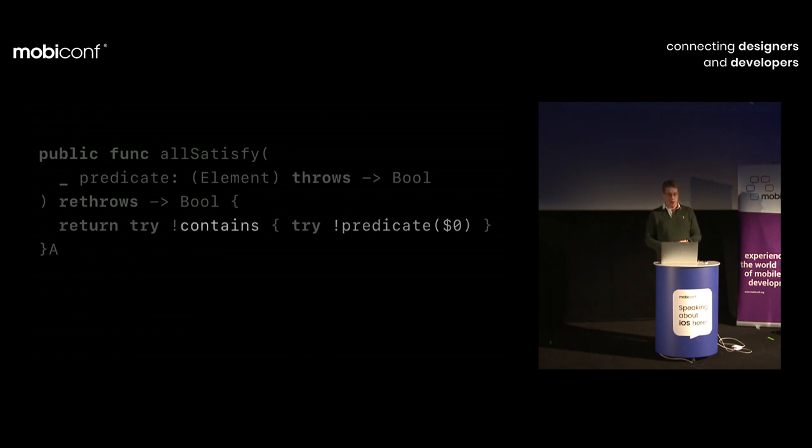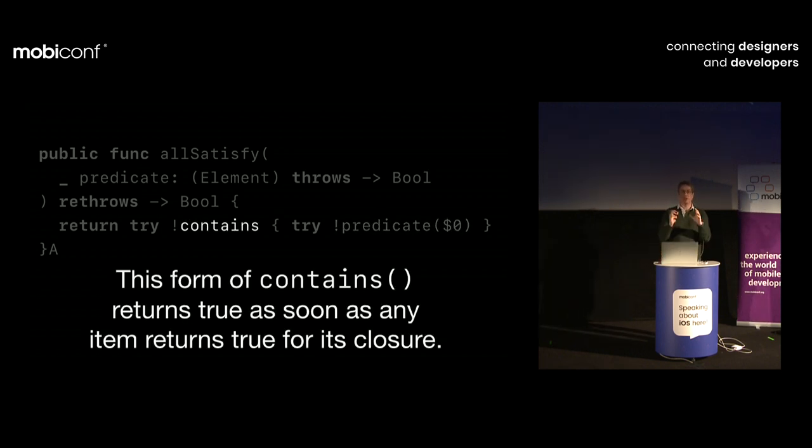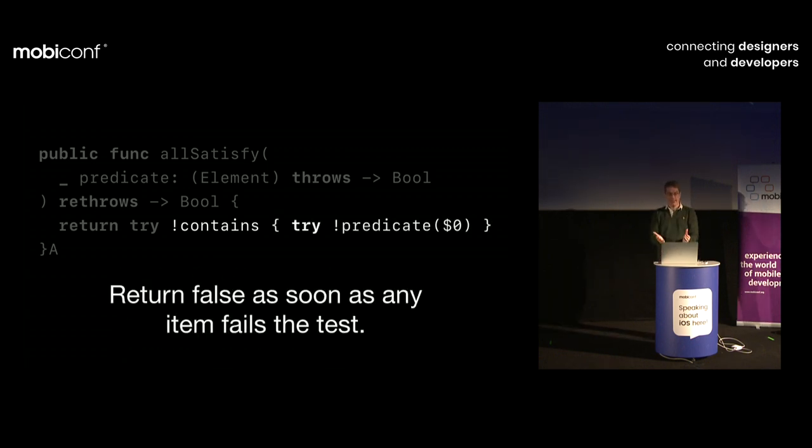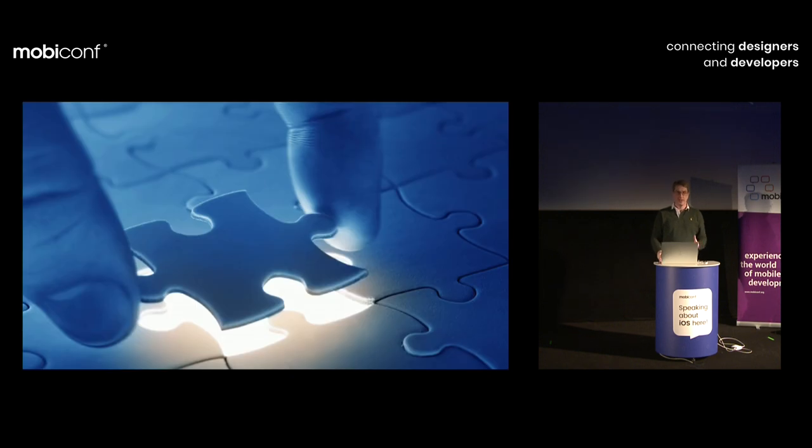Then there's this form of the contains method, which returns true as soon as any item returns true for its closure. And again, that is flipped around. Return false as soon as any item returns true for its closure. So the whole thing will return false as soon as any item fails the test. They're composing code beautifully, just like I said to you. Swift's extraordinarily composable.